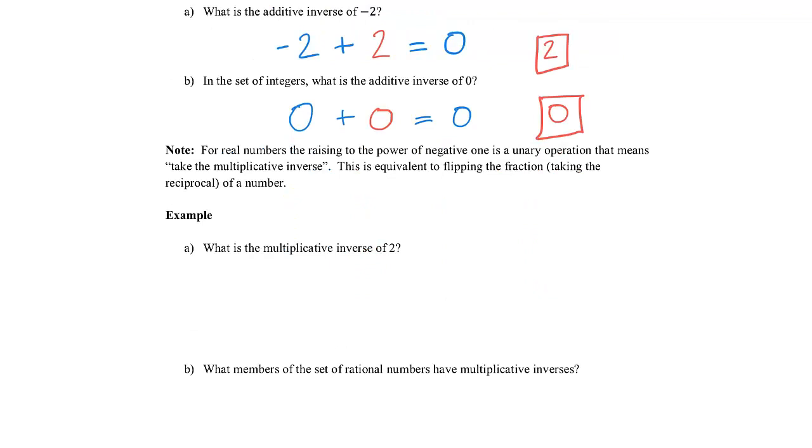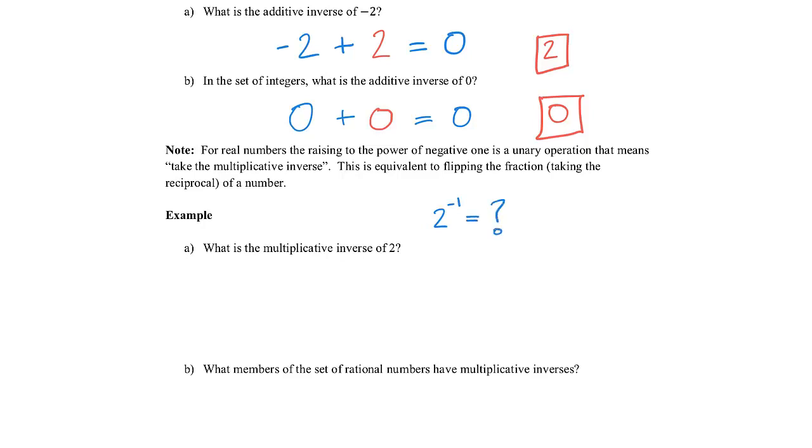Okay, so some similar discussion now for multiplication. The symbol that we used for additive inverse was a dash. The symbol that we use to take the multiplicative inverse is raised to the power -1. And in real numbers, this is equivalent to taking the reciprocal. So what is the multiplicative inverse of 2? What we would be looking for is 2 raised to the power -1.